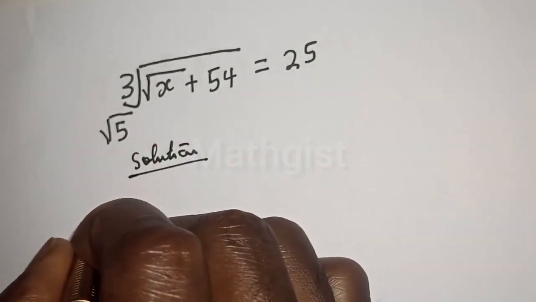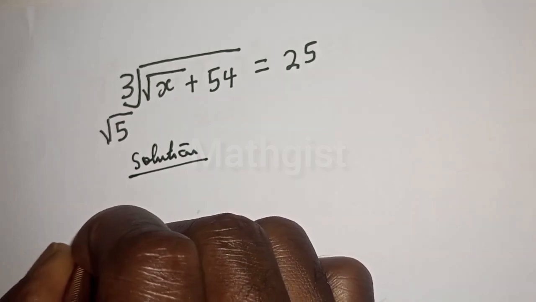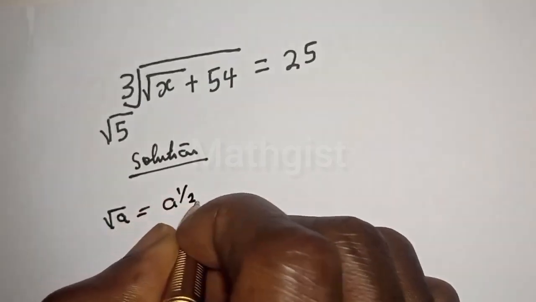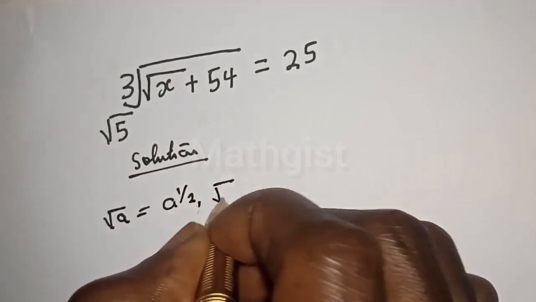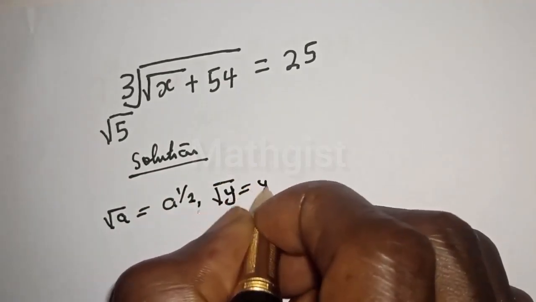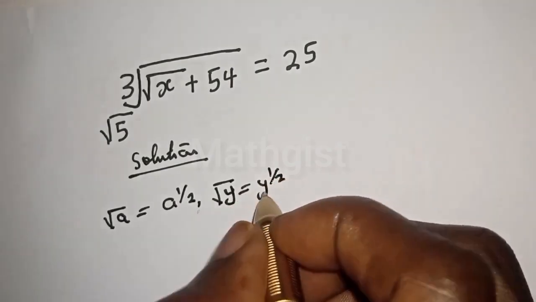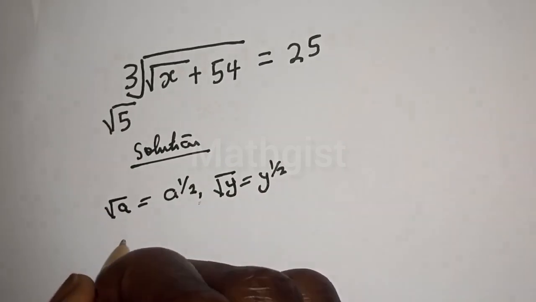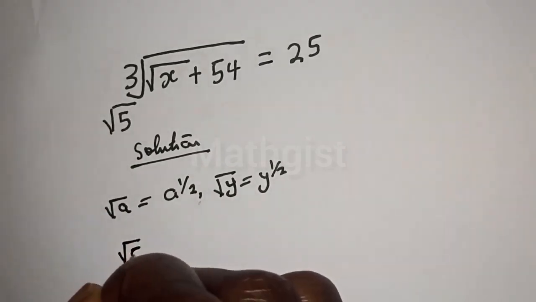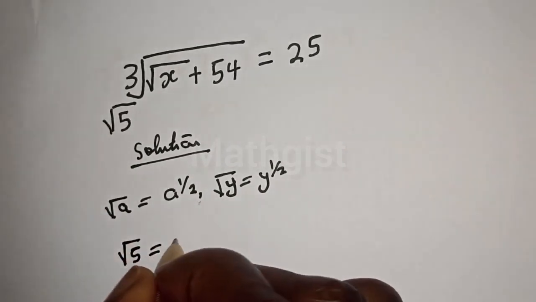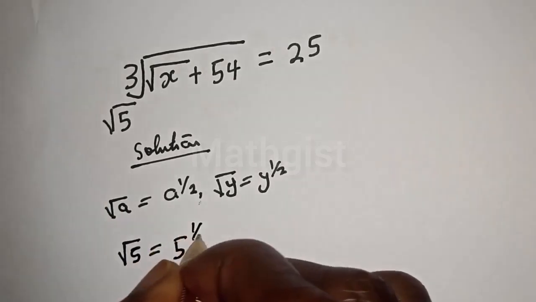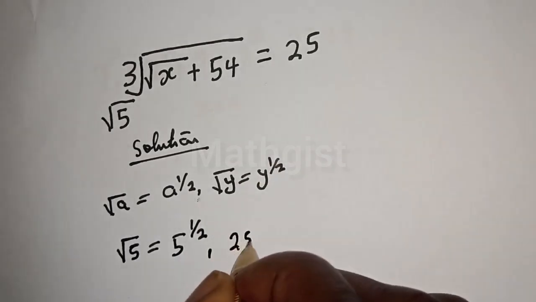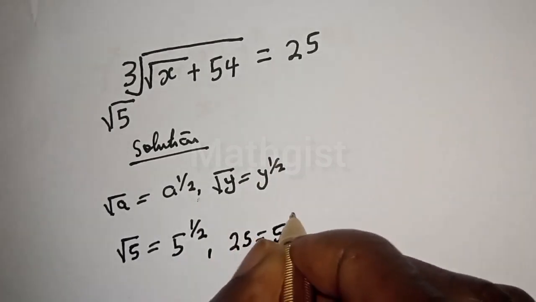Take note of this, that if you have square root of a, this is equal to a raised to power 1 over 2. Also, if you have square root of y, this is equal to y raised to power 1 over 2. Then let's work with this first. We have square root of 5 is equal to 5 raised to power 1 over 2, and 25 is equal to 5 squared.